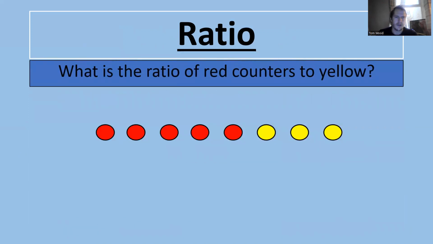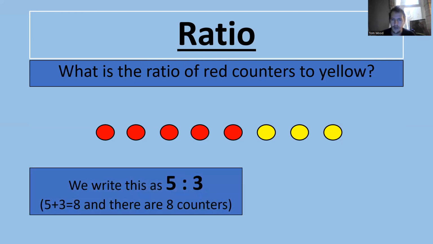If we look here, we've got: what is the ratio of red counters to yellow counters? We're going to write this as 5:3. The important thing is that whatever is asked to come first, in this case red counters, is the number that goes first. We then have these two dots here and then 3. What this means is that for every 5 red counters, there are 3 yellow. That's all that we're saying.